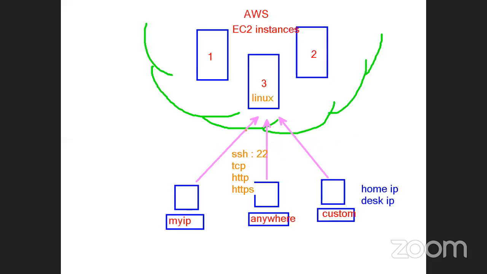So if it is a Windows machine, for Windows what can I use? Anyone? Yes, I can use RDP, remote desktop protocol. Its port number? I said for Linux, I'm using SSH to connect. Supposing it is a Windows server, then tell me, how can I log in to Windows? I can use a protocol like RDP. Its port number is 3389.